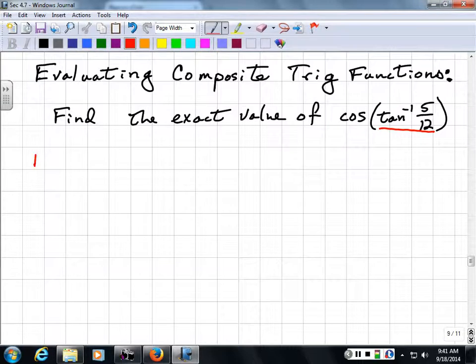What's the domain for the tangent inverse of theta? You guys remember from Thursday? Go ahead. Okay. All right. Any real number. Now, what's the domain of the cosine? Also, any real number, right? But when we were looking at the inverse tangent, what did we restrict our range to?